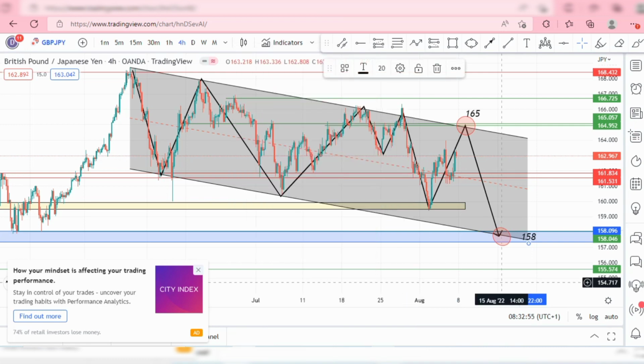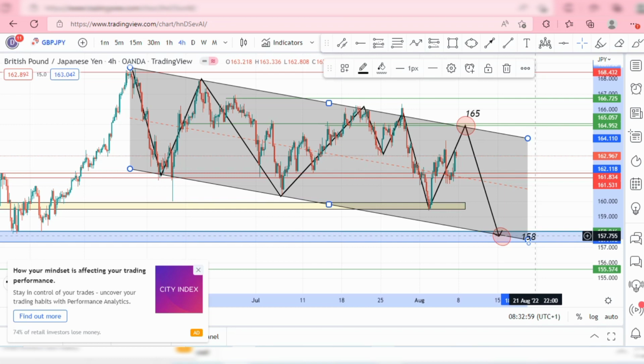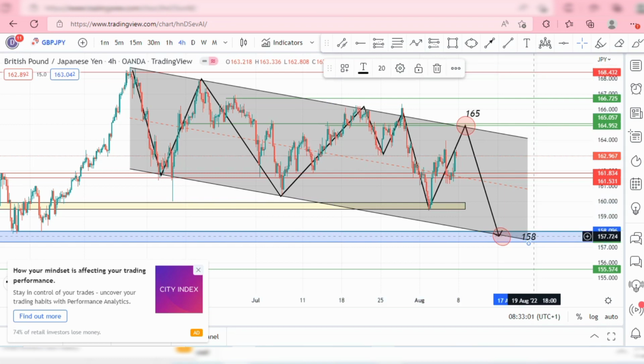So a very wide range, but one that you can easily wait for and see how price reacts, because if you're able to capitalize on this move, it's going to be a massive move and a very good one for you as well. So this is what I'm looking at for GBPJPY and GBPUSD.